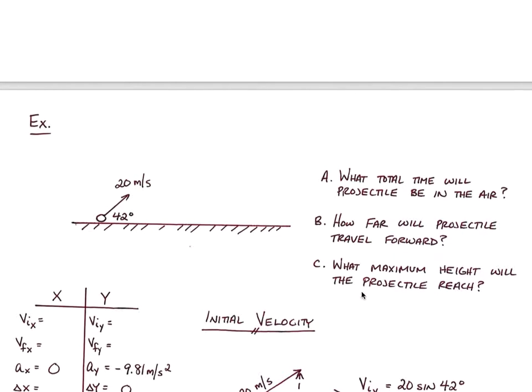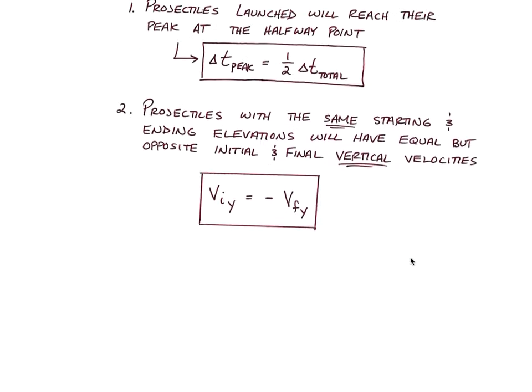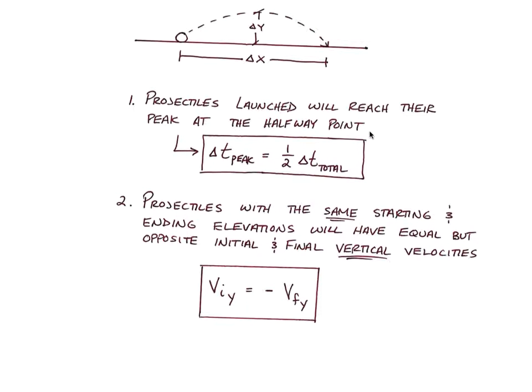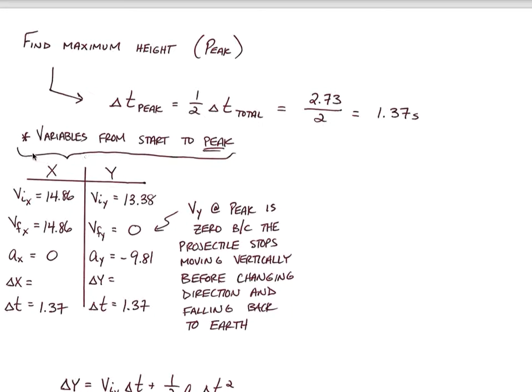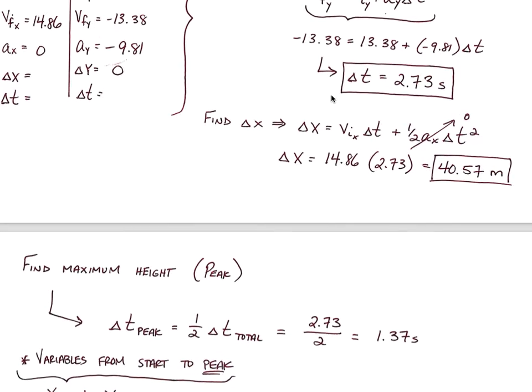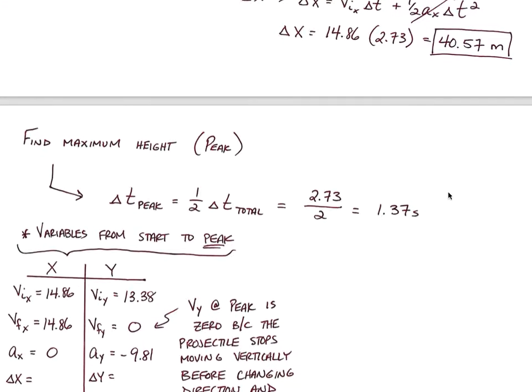Now the last question, what maximum height will the projectile reach? That can be a little bit trickier. You have to go back and realize your very important concept that we're talking about the peak. The peak height will be half of the total time. So that being said, if I rewrite my table, but this time just to the variables from the start to the peak instead of the whole motion, I know that the time to the peak will be half the total time. So I'll divide my 2.73, which we found up here, divide it in half, and I know at 1.37 seconds, that projectile will be at its peak height.